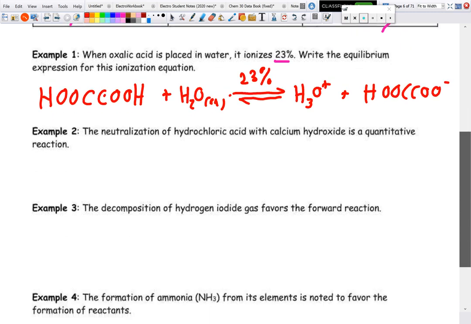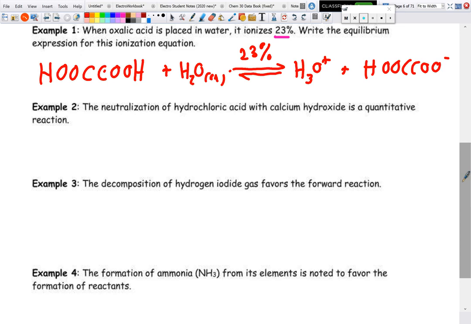Now, for the other ones, same thing. It's just kind of figuring out what the reaction is and then just communicating what happens and writing it above the arrow, right? So neutralization of hydrochloric acid with calcium hydroxide is a quantitative reaction.